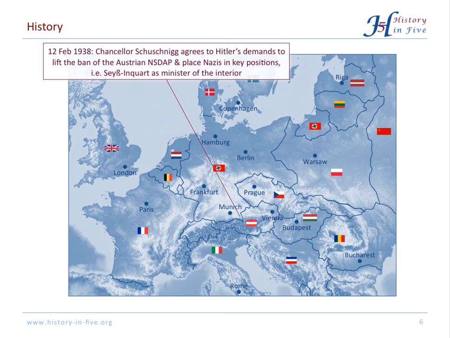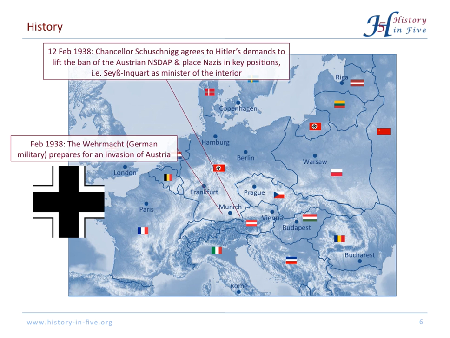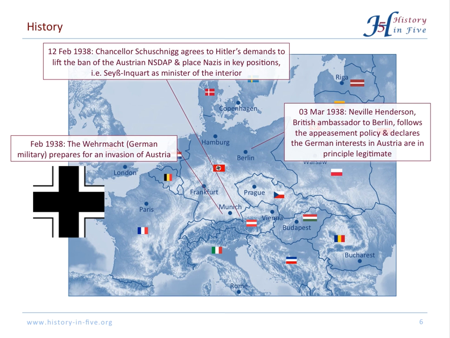Chancellor Schuschnigg met with Hitler and there was not much of negotiations. Hitler dictated what to do. He said the Austrians have to lift the ban on the Austrian Nazi Party and Nazis have to be placed in key positions. For instance, Seyss-Inquart should become Minister of the Interior. The Wehrmacht also in February 1938 prepared for an invasion of Austria. Neville Henderson, the British ambassador to Berlin, said following the appeasement policy, in principle the German interests in Austria are okay. That of course was not good for Austrian independence.